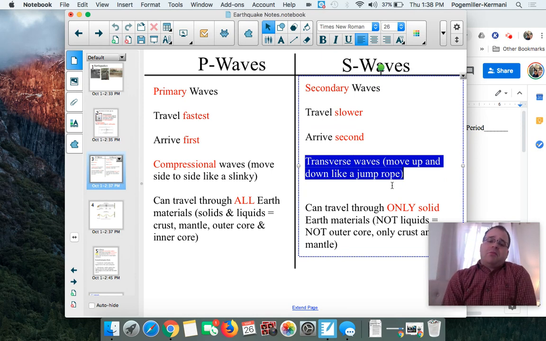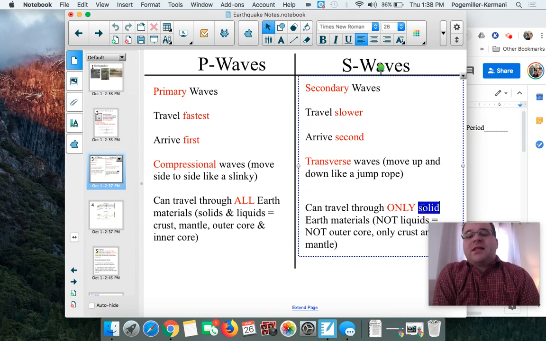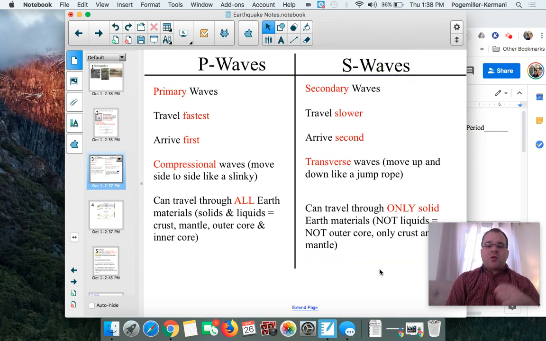And lastly, primary waves can travel through all of Earth's interior. So inner core, outer core, mantle, and the crust. They can travel through everything, where secondary waves cannot because they can only travel through solids. Since secondary waves can only travel through solids, they cannot travel through the Earth's outer core because the Earth's outer core is liquid. Okay? So primary waves happen first, secondary waves happen second, and primary waves can travel through everything, whereas secondary waves can only travel through solids, so not Earth's outer core.